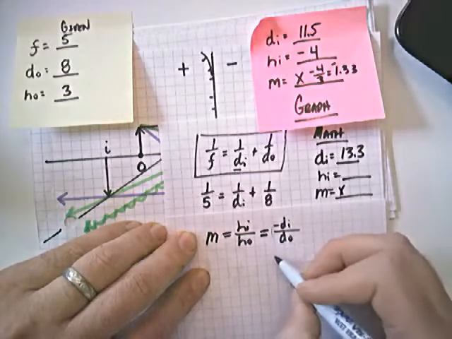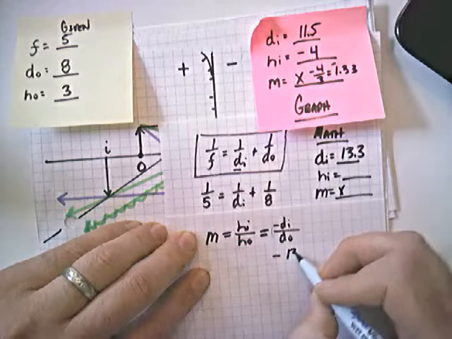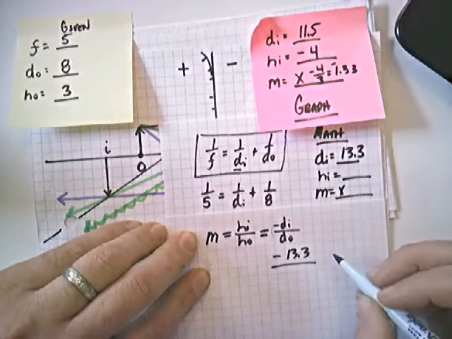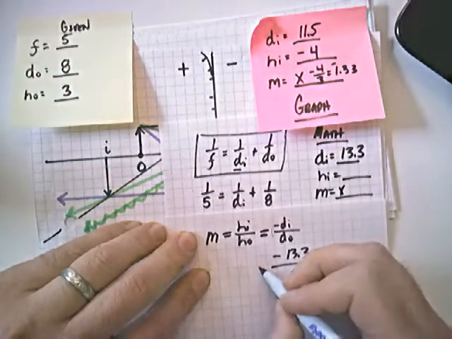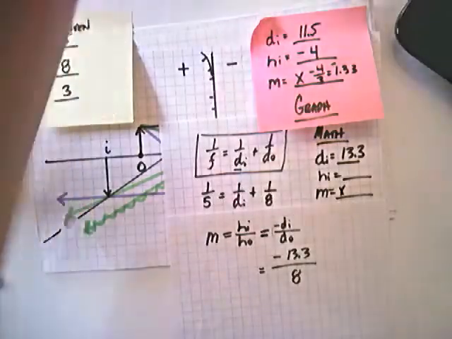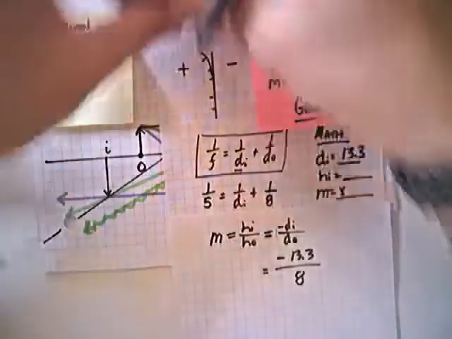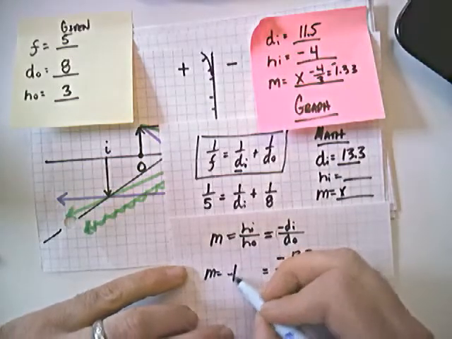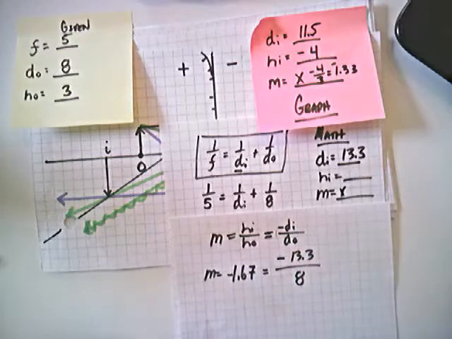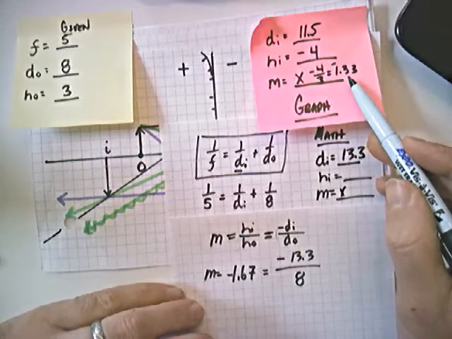Negative di over do. So I'm going to say negative, and I'm going to use my math answer, 13.3, and then divide that by the given. These are fair game up here, the yellow paper, 8. So calculator time again. I'm going to do negative 13.3 divided by 8, and it gives me negative 1 2/3. So m was negative 1.67, let's say, 1 2/3. Well, what did we get when we did it before? We had negative 1 1/3.